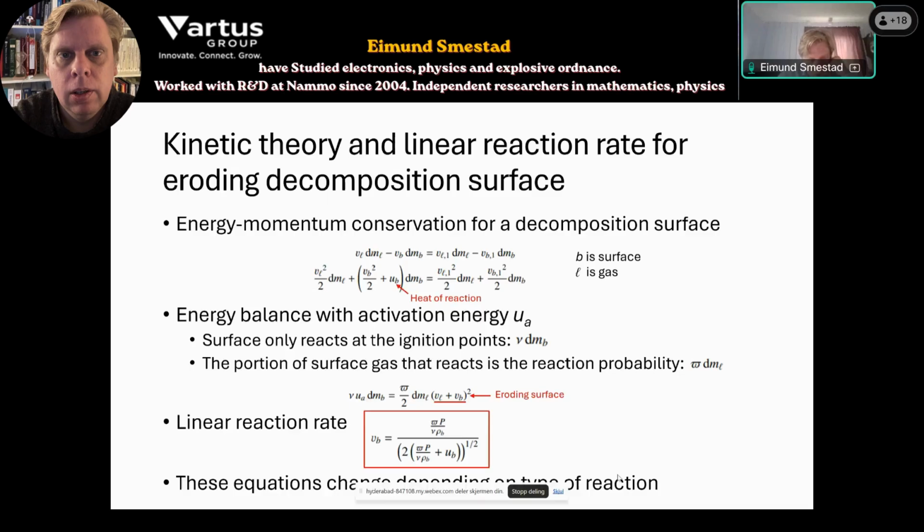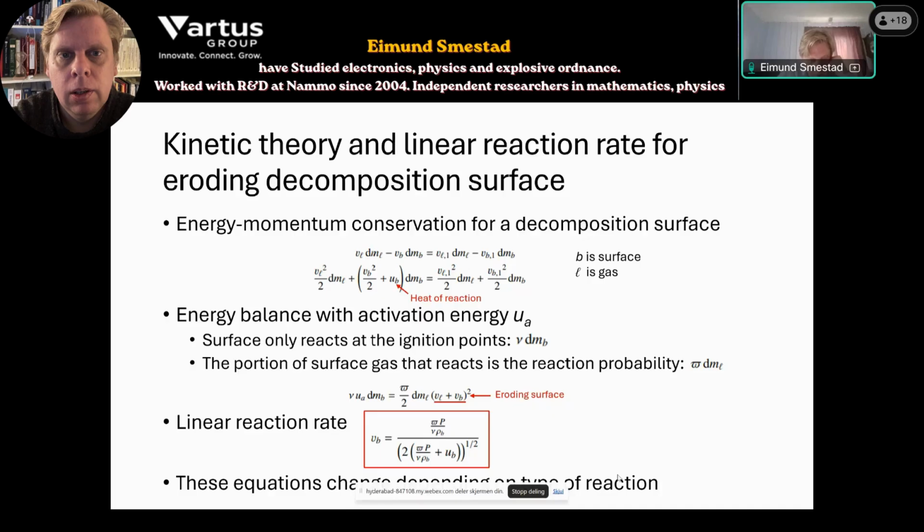We need a third equation, an energy balance that includes the activation energy UA. There are two parts to this equation. The first one is that the surface reacts only at the ignition points, hence nu times surface mass. The second one is that the portion of the gas that reacts is given by the reaction probability, hence pi times gas mass.